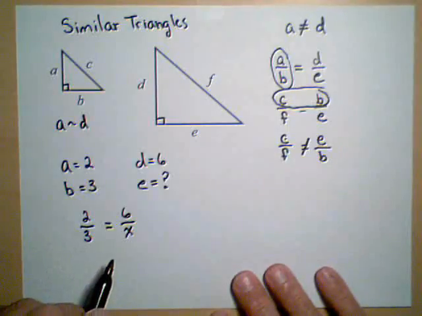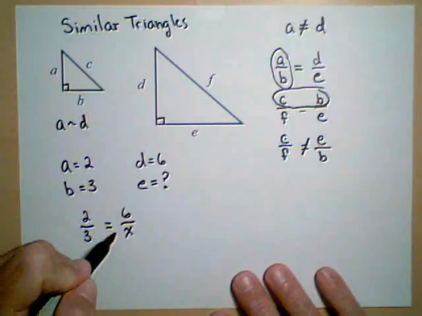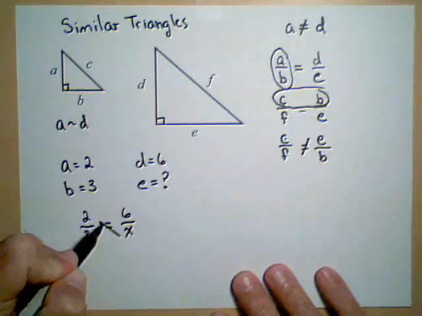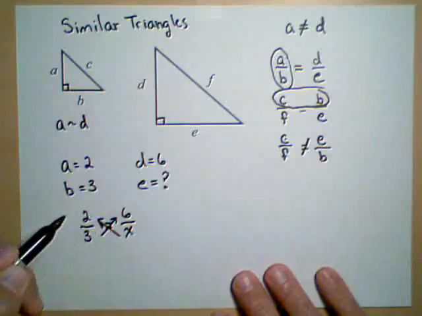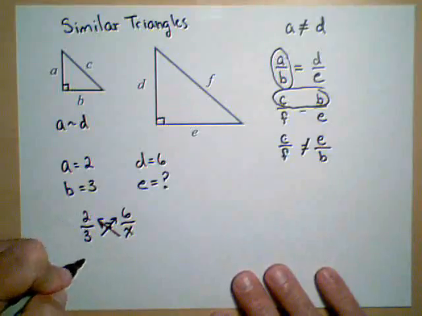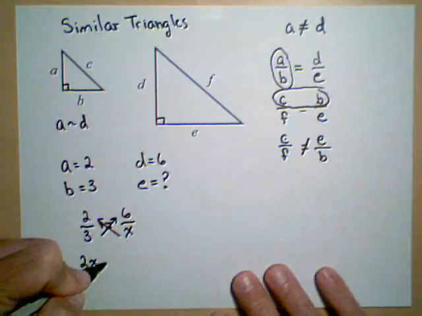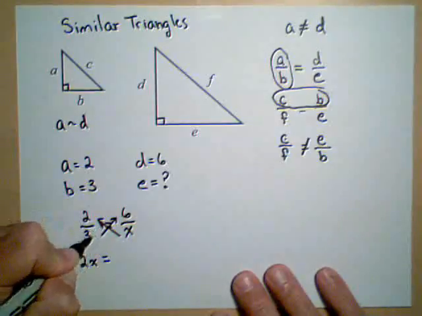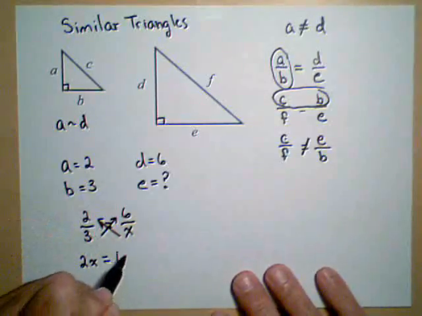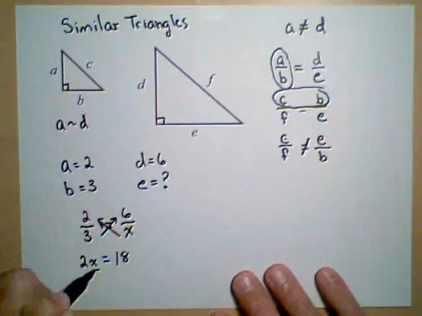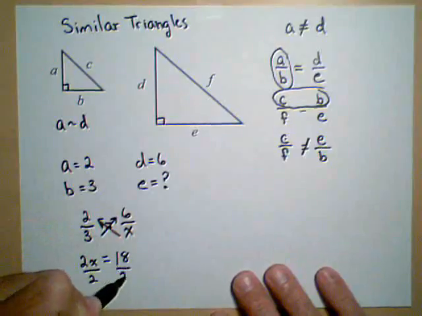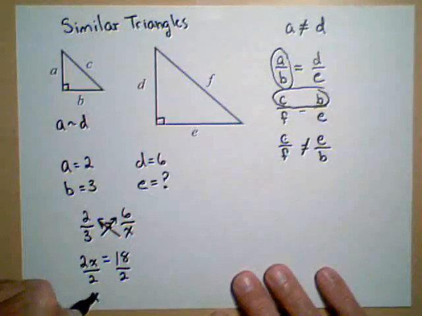To solve this proportion, I like to do cross multiplying, which is multiply the denominator by the other side. That leaves me with 2x equals 6 times 3, which is 18. I can divide both sides by 2, and I get that that missing side, E, is 9.